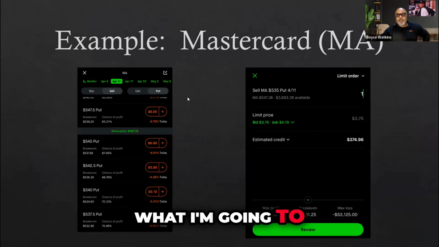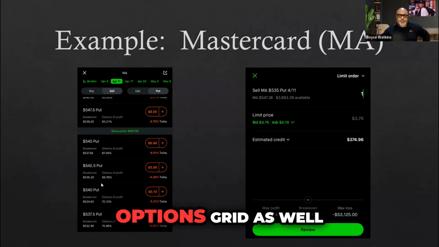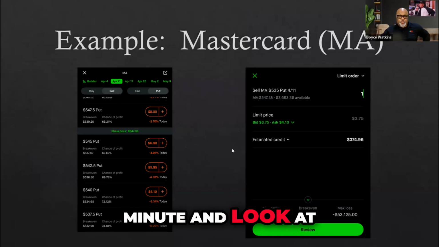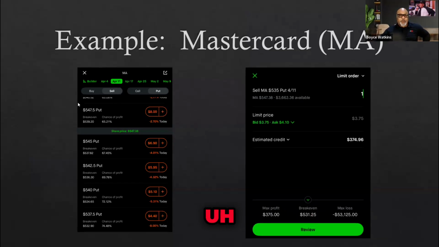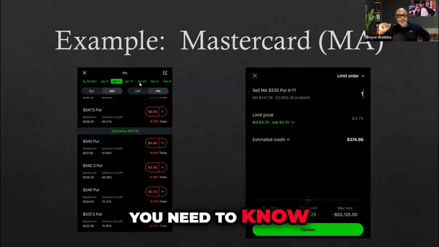All right, now what I'm going to show you here is the options grid for Mastercard, but this is old, so I'm going to show you a real life options grid as well. We're going to go to E-Trade in a minute and look at some real prices of options that you can sell tomorrow if you want to.